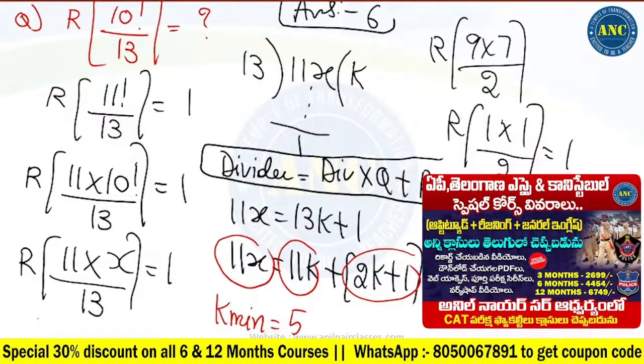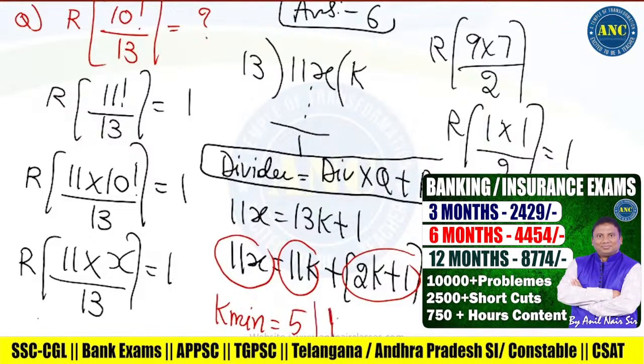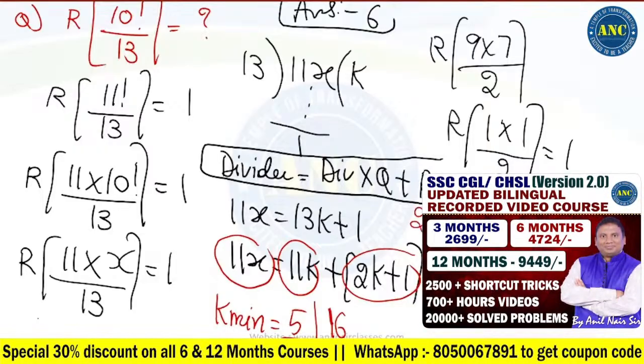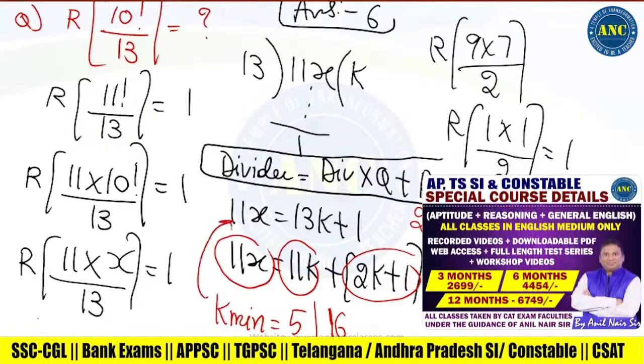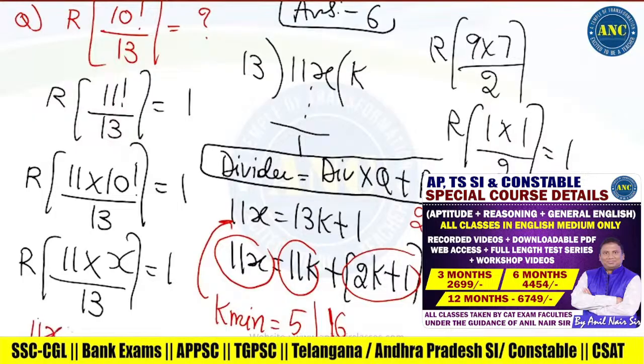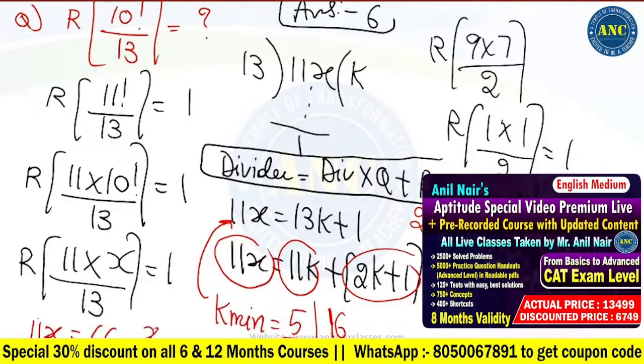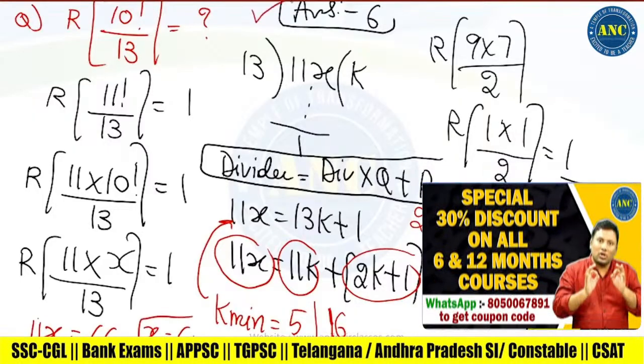Sir, can't I take k value 16? Yes, that also you can take. That will give the same answer. 2k plus 1 equals 11, so k is 5. So 11x is 13 fives are 65, plus 1 is 66. The x value is nothing but 6.